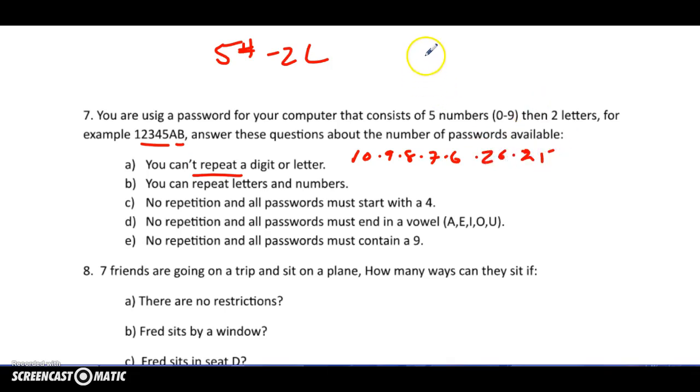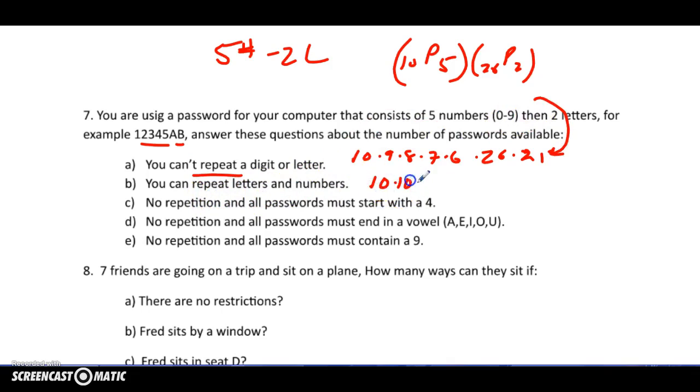Okay, so another way to write that would be in order. So 10P5, you're choosing 5 numbers and lining them up. And also 26P2. Okay, that's when you can't repeat. So that's the same as that. If you can repeat, that's 10 times 10 times 10.